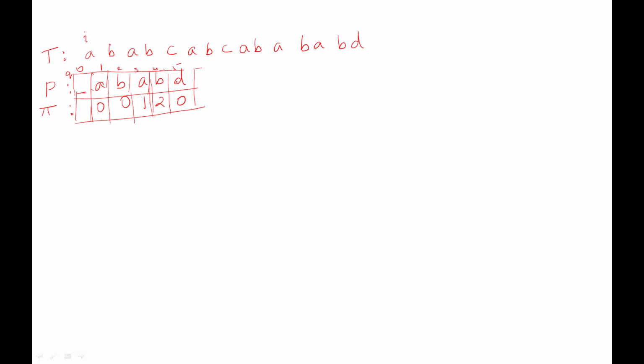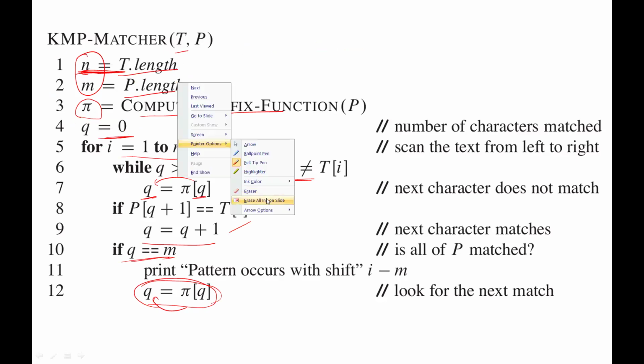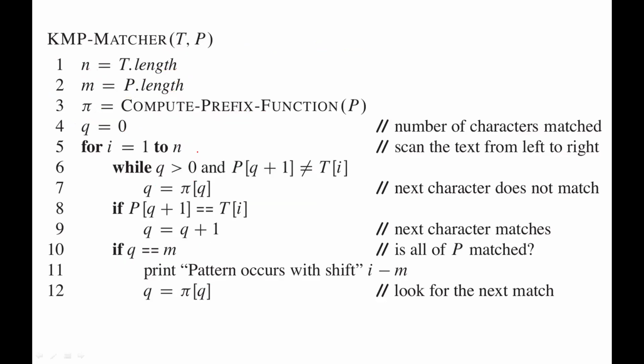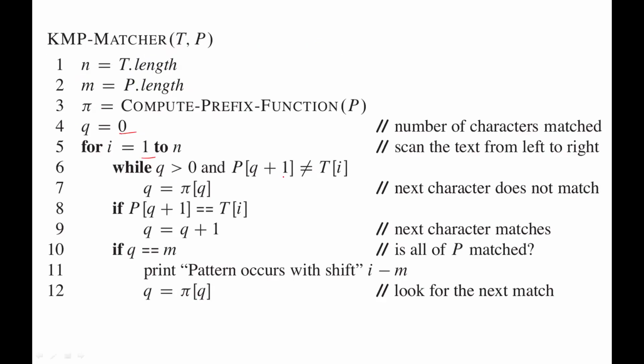Initially the value of n is the length of the given string, and the length of p is 5 characters. We start with q equal to 0 and I equal to 1, going from 1 to n. Q starts from 0 because, although some textbooks may differ, whenever characters match they put Q plus 1, because we are one step behind.